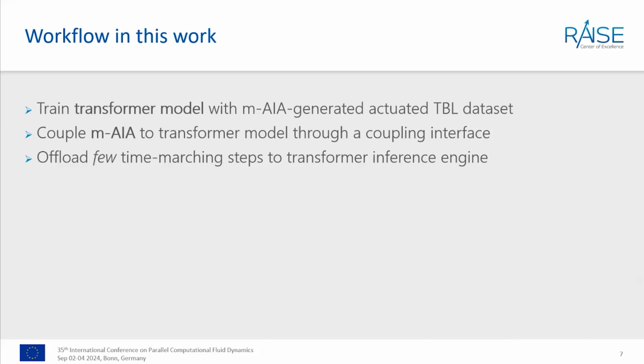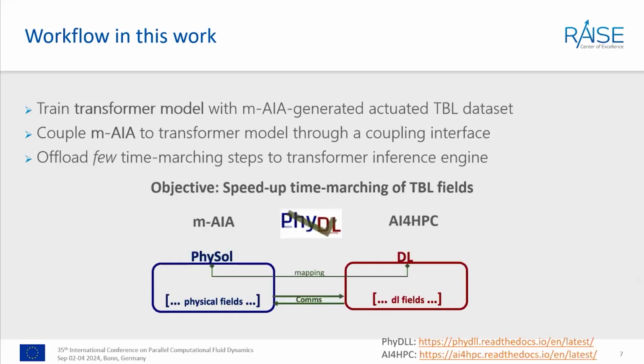But today we are going to look at the results of the transformer itself and also the speed up that we achieved. So the final objective is to speed up the time marching of these TBL fields, where we have the m-AIA solver on one side. AI for HPC is the framework we developed, which does machine learning on high performance computing systems, under this project zero-erase. And then we have Fidel in between. Fidel is basically the coupler, which helps us to achieve this coupling between the physical and the deep learning fields.